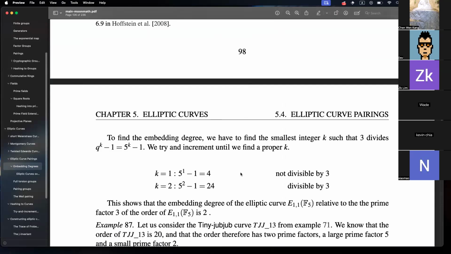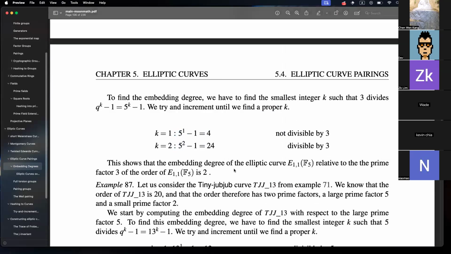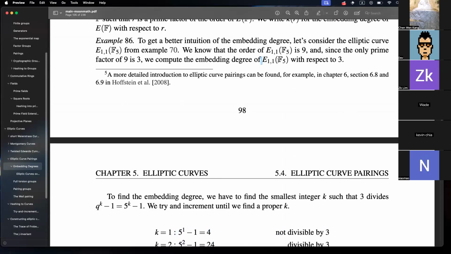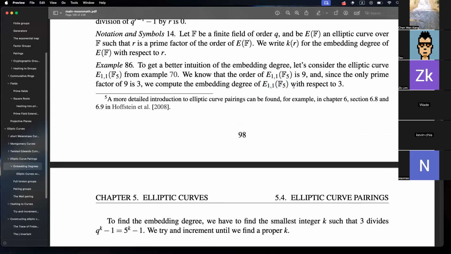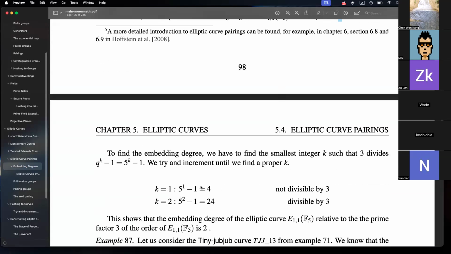So yeah, this is how you find it. For example, they give this example: the order of E11 F5 is 9, and since it's the Bernoulli prime, they'll take the factor of 3, and then from that they essentially find what's divisible by r, such that you find a k that is divisible by r. Sorry, yeah, I think that's correct.